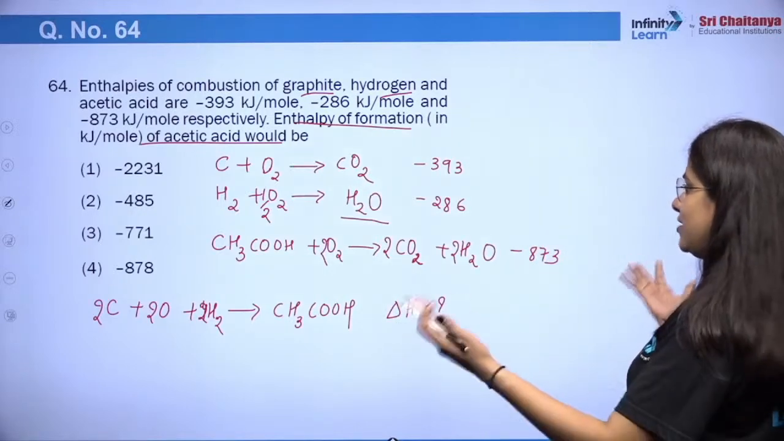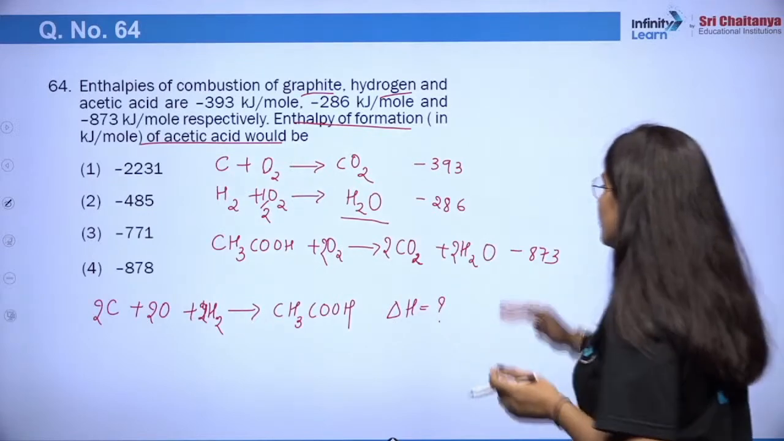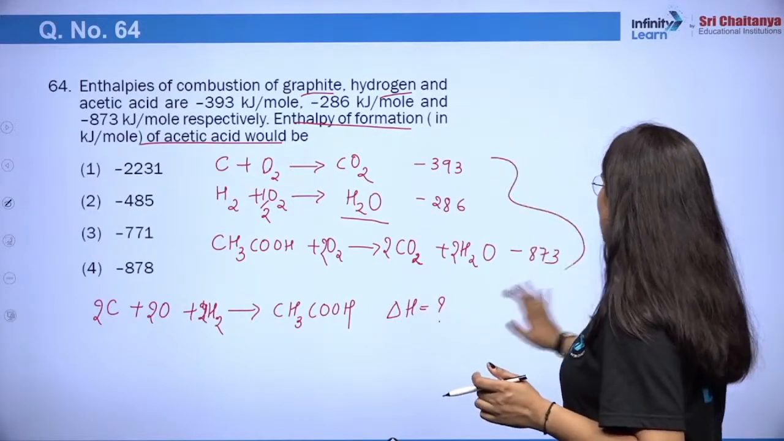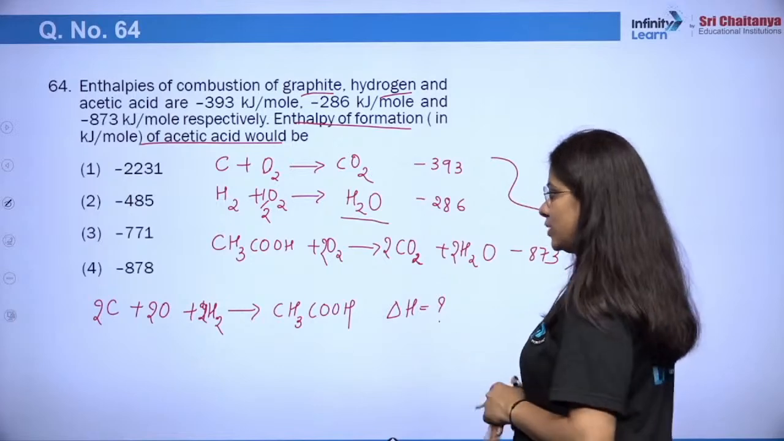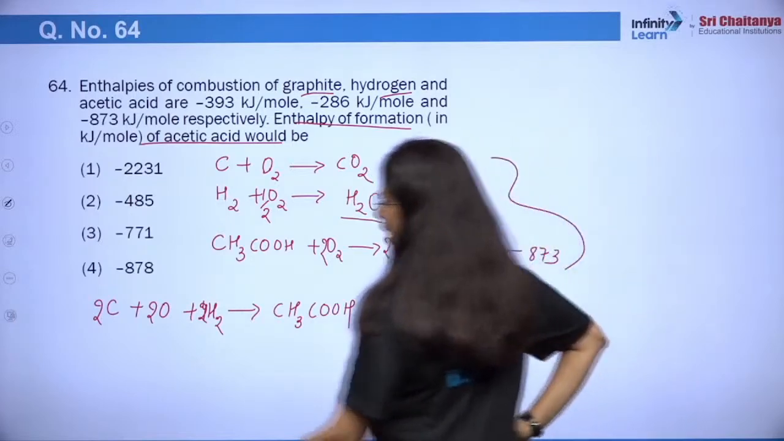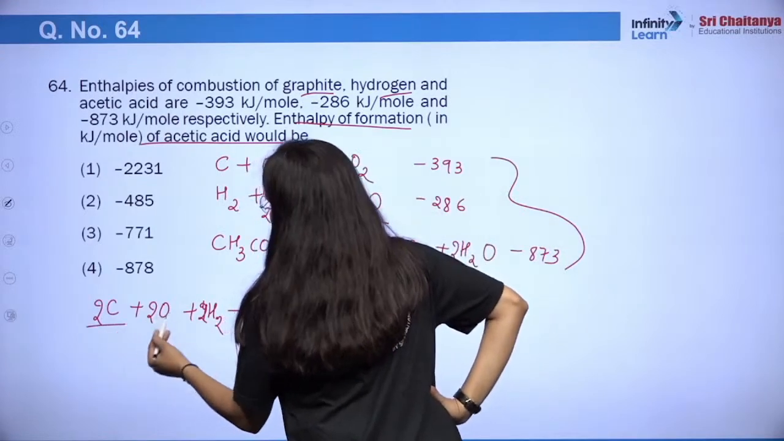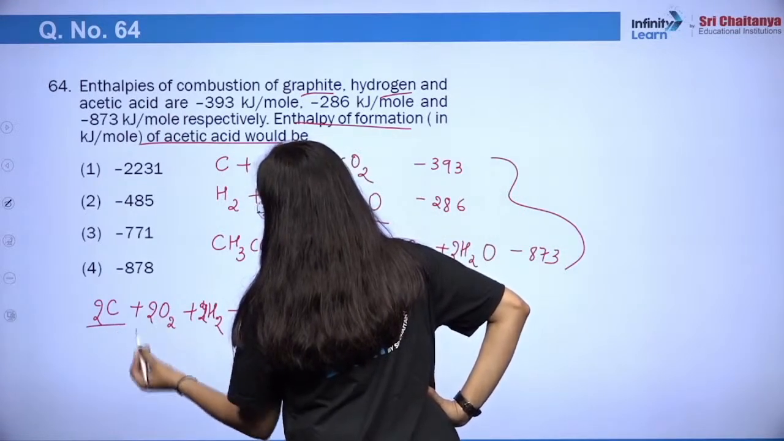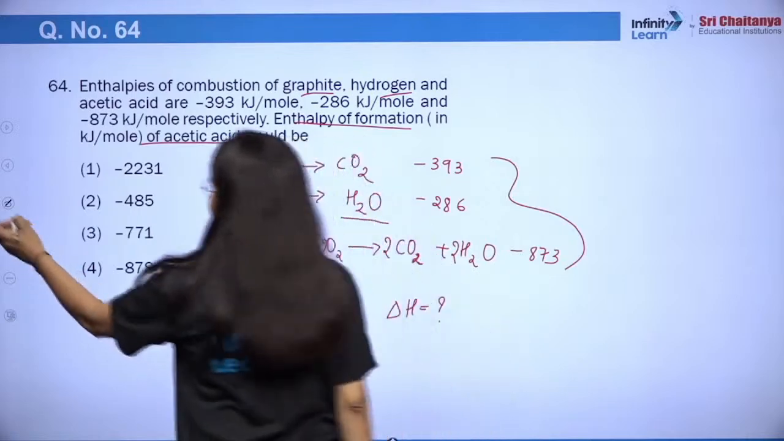Now let us see what will happen now. So we need to rearrange these 3 equations to get this equation, right? So what can I do? I can see that I have 2 carbon here. Again, ma'am, oxygen is in this form. So it will not be 2 here, no?